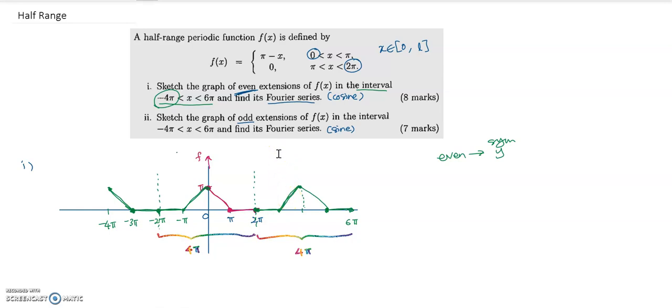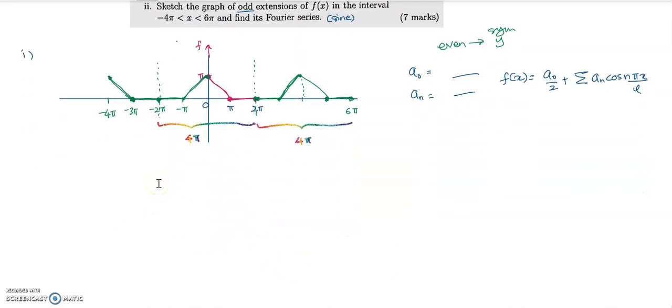even extension. Then for the Fourier series, you need to get the a naught and also the an. Find the a naught and an, and finally your f(x) is supposed to be a naught over 2 plus the summation of an cos n pi x over L. So in this case your L is 2 pi.